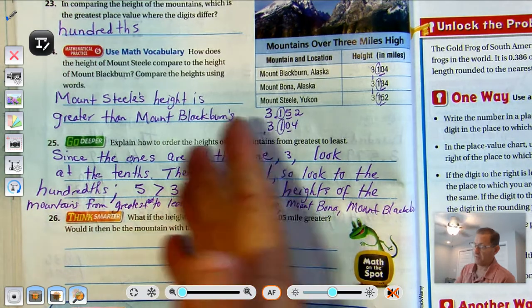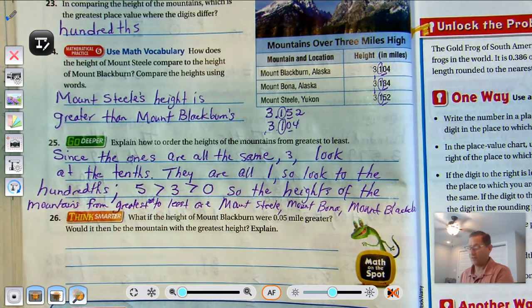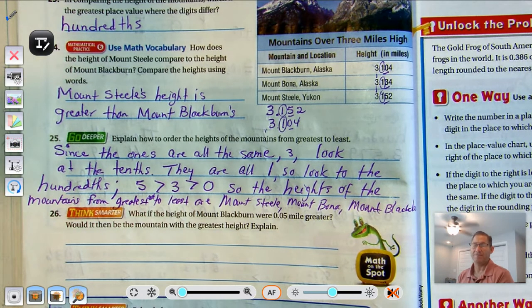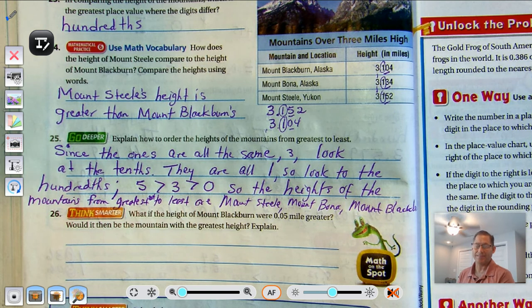So basically all you're doing here in explaining on number 25 is what have we been doing in this lesson? We've been comparing the place values left to right until we find the largest place value that is different.